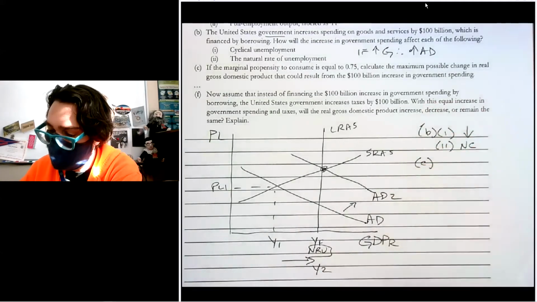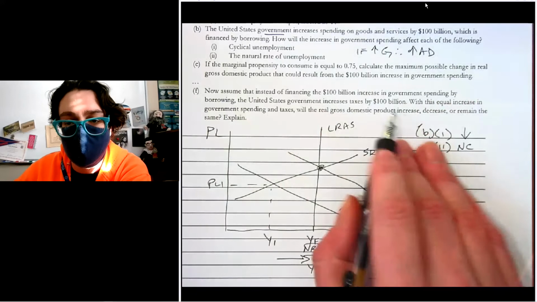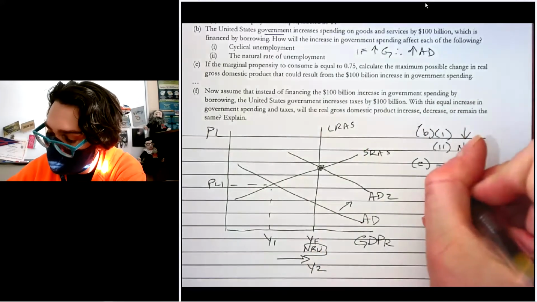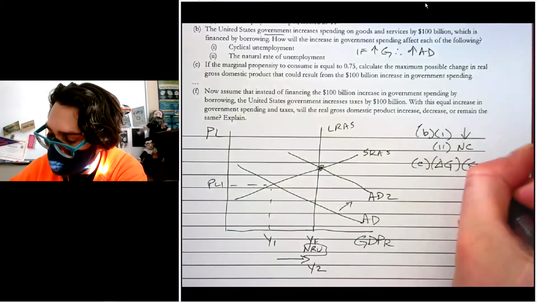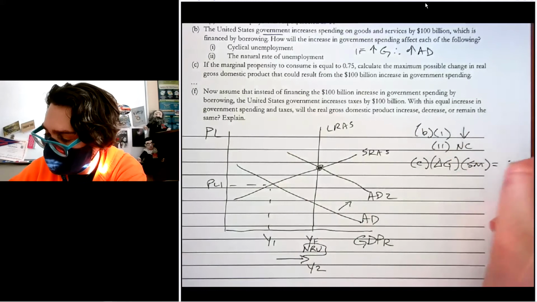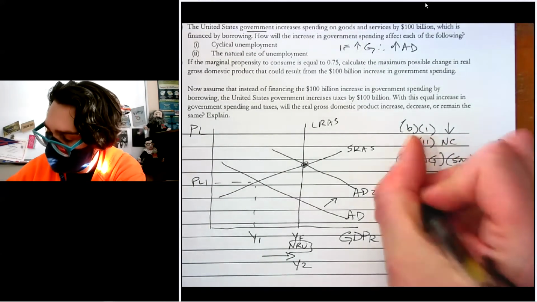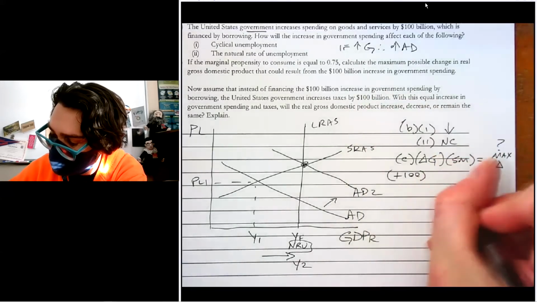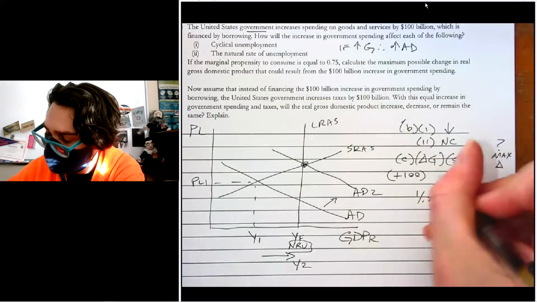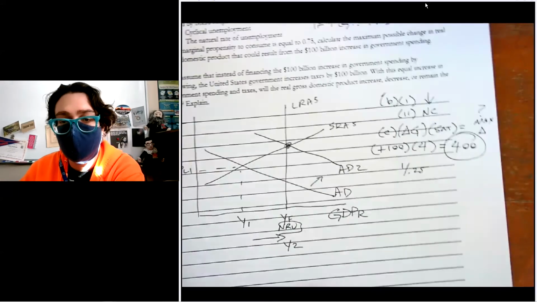Okay. C, if the MPC is 0.75, calculate the maximum possible change from 100 increase in spending. So we have the initial change, right? In this case, that is given to us. And then we need the spending multiplier, and we need to know the maximum change. So this is what we're looking for. And we're given this, and we can solve for that. So we have positive 100. And then the spending multiplier is 1 over 0.25, so it's 4. So 400 is our correct answer here, okay?